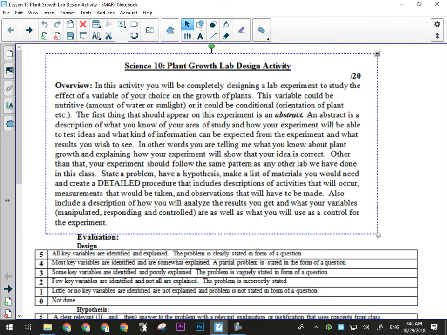So the procedure is going to be the most detailed thing you've done in terms of procedures for this, because usually you don't have to write them. Okay, so you have to design the procedure and talk about how you're going to control everything, what you're going to measure, how often you are going to do your measurements.